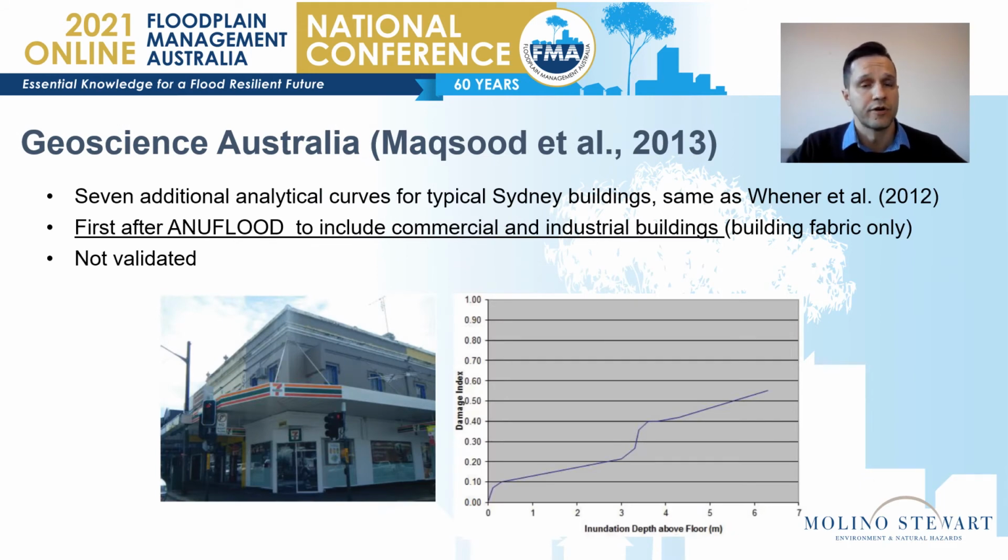More analytical work from Geoscience Australia was undertaken in 2013 in Sydney, where Tariq Maqsood developed 7 additional analytical curves for typical New South Wales building types, only for building fabric, but the study included also non-residential buildings for the first time. However, to my knowledge, this work was never validated.